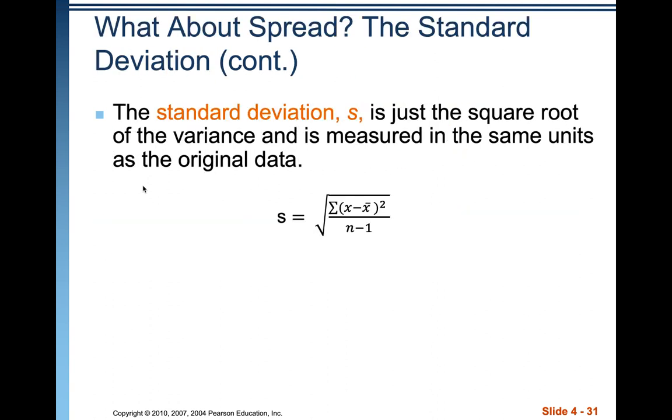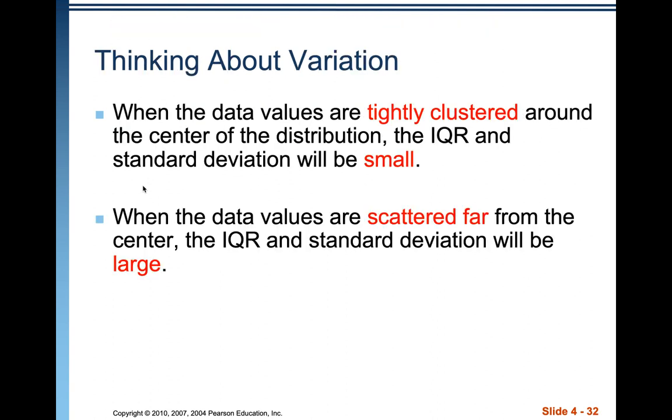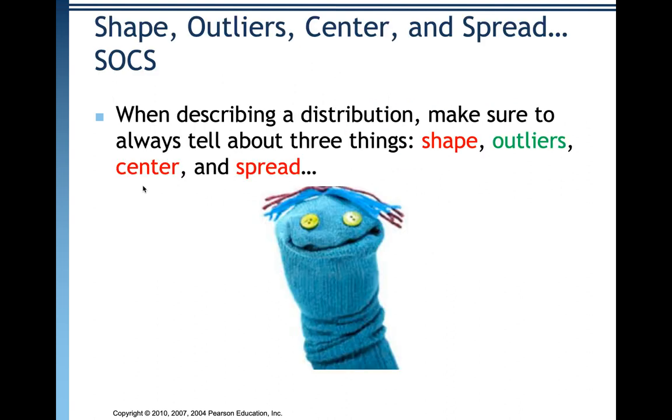Yes, figuring this out in a data set of any reasonable size is a pain. That's why we love our calculators, and we're going to let it do just the tedious calculations for us. So when data values are tightly clustered around the center of the distribution, the IQR and standard deviation are going to be very small. When the data values are scattered far from the center, the IQR and standard deviation will be large.